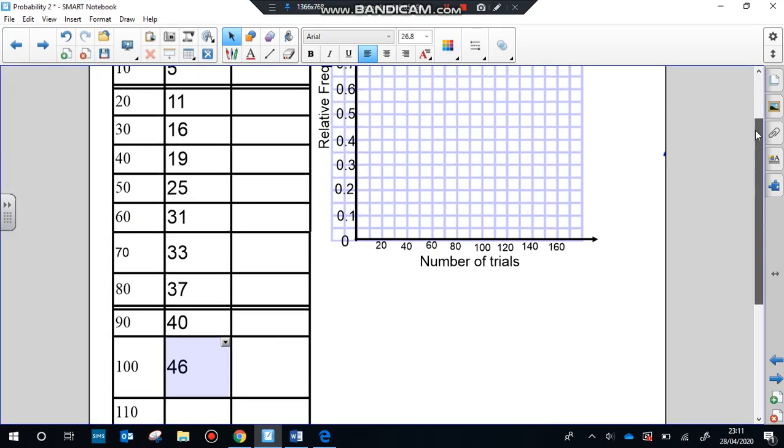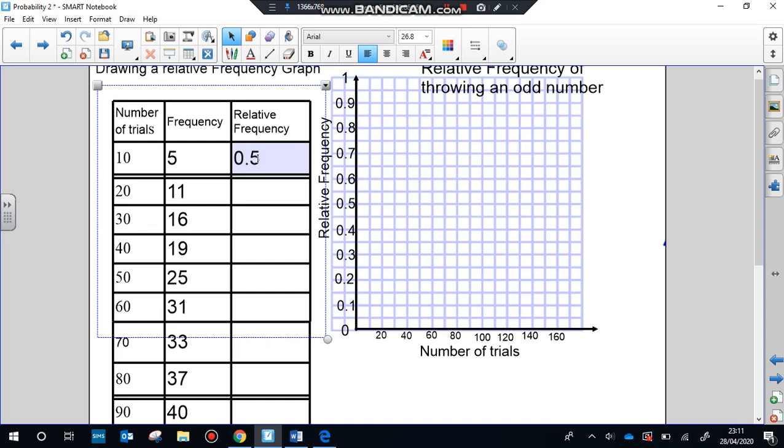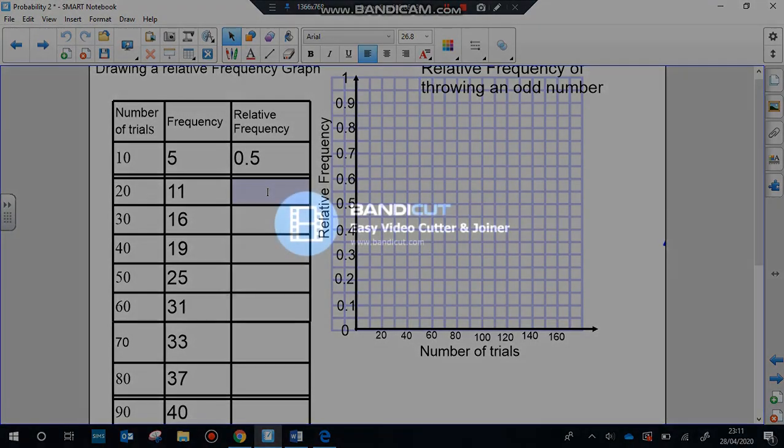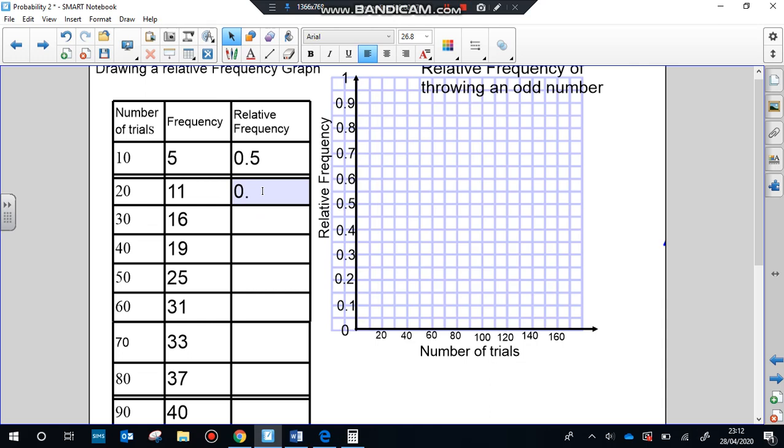So we're going to work out relative frequencies. So actually the first one, 5 out of 10, relative frequency is going to be 0.5. That's what we would expect. We'd expect half of the numbers to be odd, so that's coming out quite nicely. 11 out of 20 is 0.55.